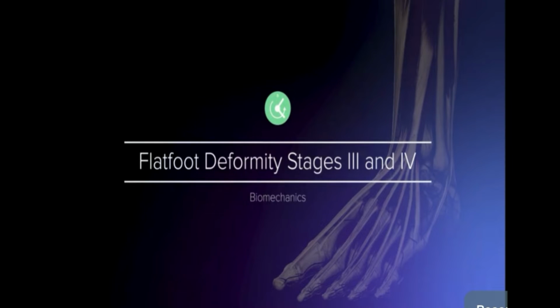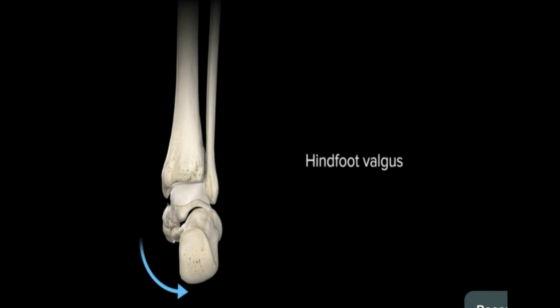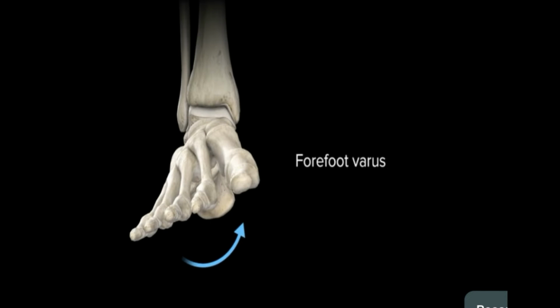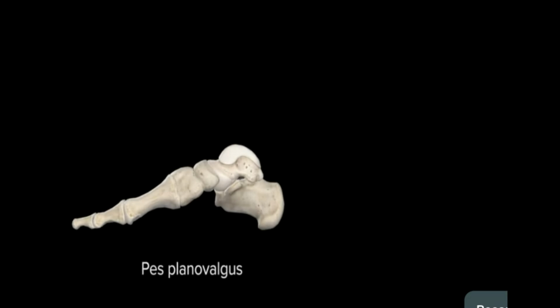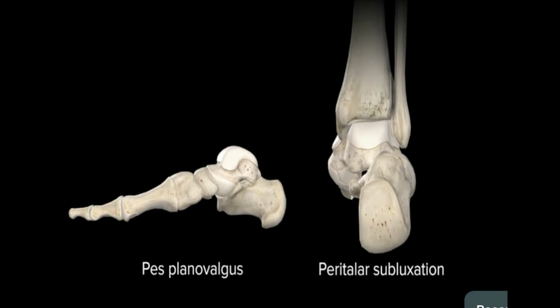For a discussion on the biomechanics of stages 3 and 4 adult acquired flat foot deformity. When we refer to a flat foot deformity, we are generally referring to varying degrees of hindfoot valgus, forefoot abduction, forefoot varus, and progressive pes planovalgus with peritalar subluxation.